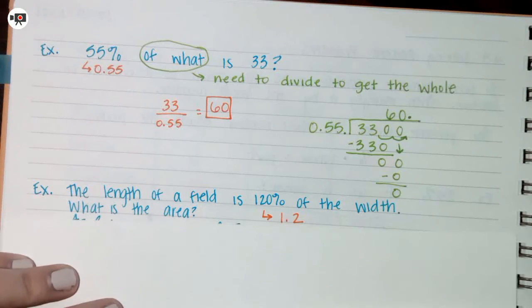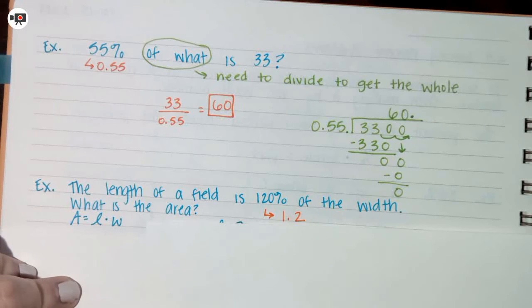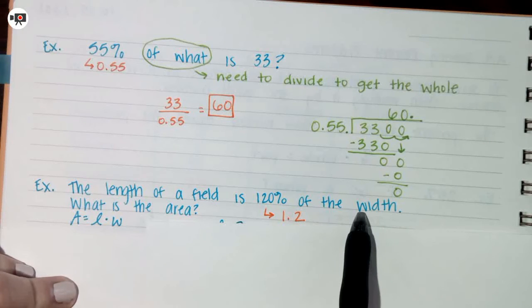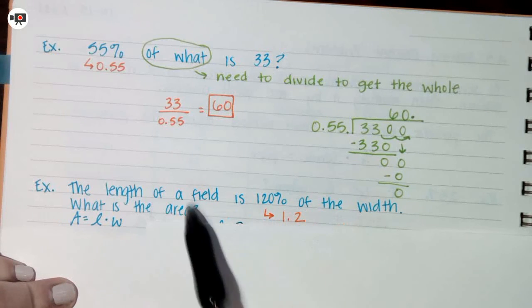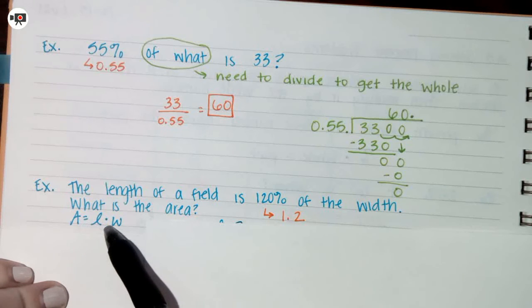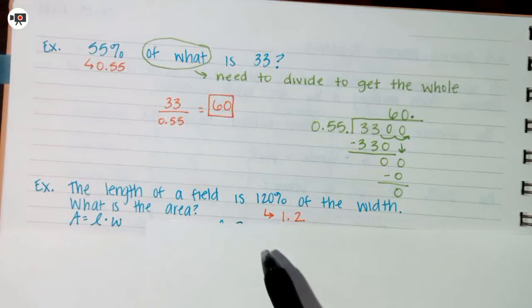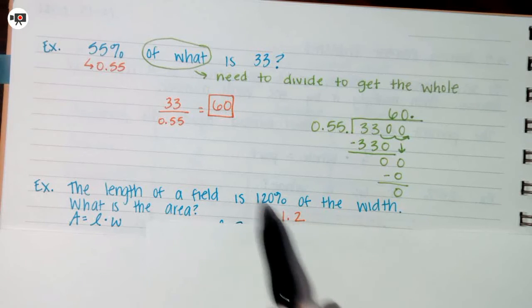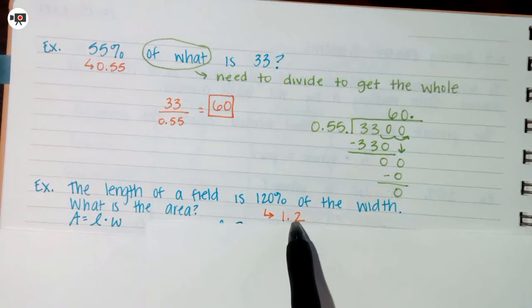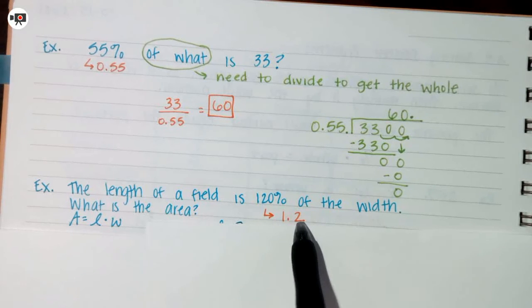Now, let's say we have the length of a field is 120% of the width. What is the area? Area is the length times the width. So I know the first thing, before I do anything else, I need to have my percent written as a decimal. You could write it as a fraction and multiply with fractions if you prefer that. But right now we're just doing decimals. So 120% is 1.2.